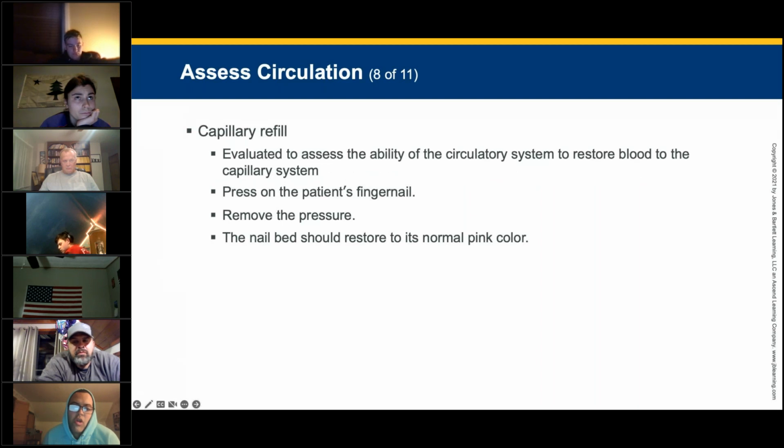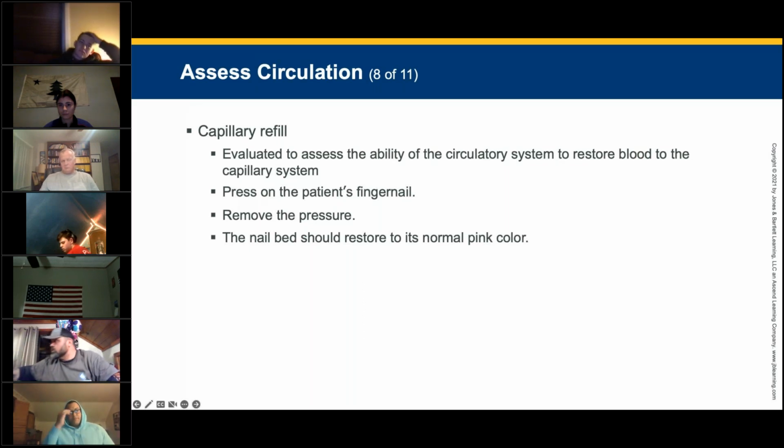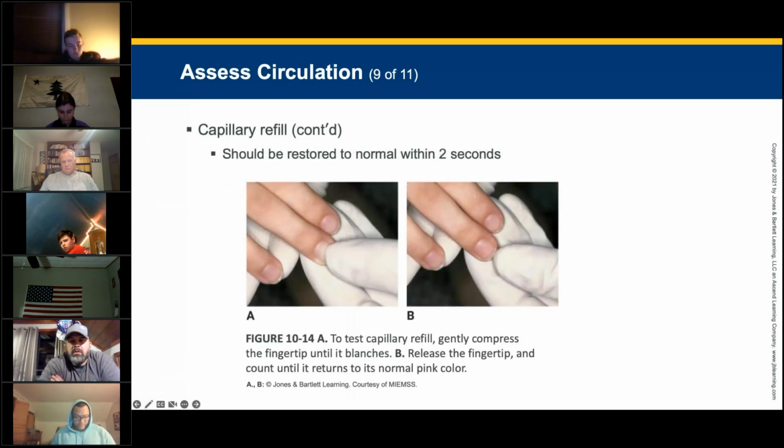And the capillary refill. You're assessing the ability of the circulatory system to restore blood to the capillary system. Typically, you do that on their fingernail. You can press on the fingernail, and just like we did with the hand, you can see the color go away and come back. So the normal time for that refill is within 2 seconds. Anything longer than that should be a cause for concern.